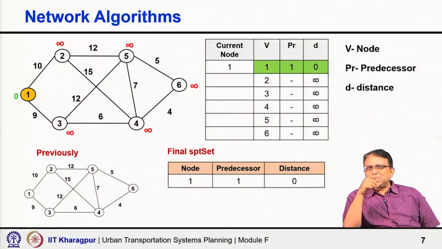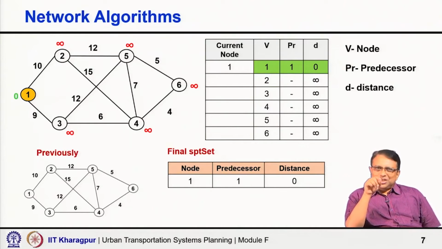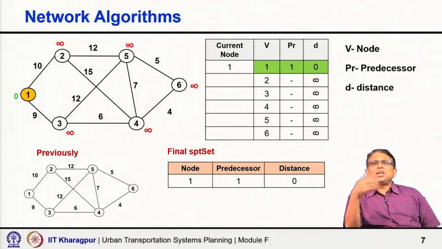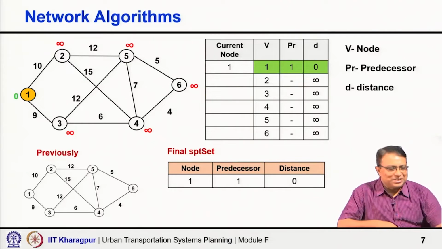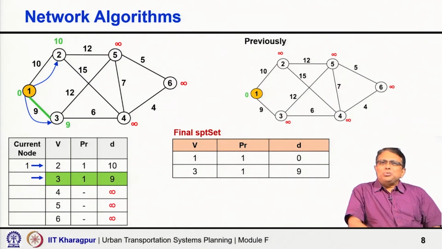You can follow the table, 1 to 1, 0. So, in a way I can only permanently label my starting node, which is node number 1 here, with predecessor 1, the starting node, and cost 0. That is where I am starting. Now, 1 is established with 0 cost and 1 as the predecessor node. Now, my next iteration.